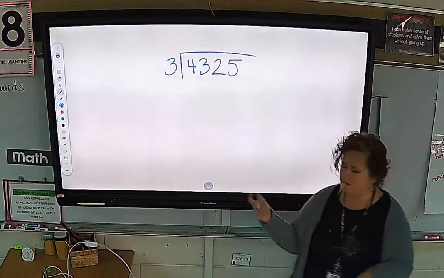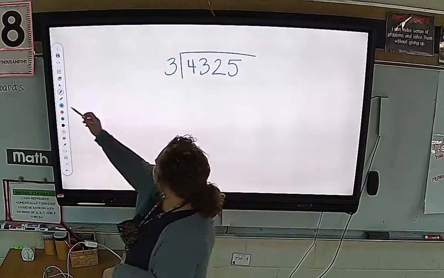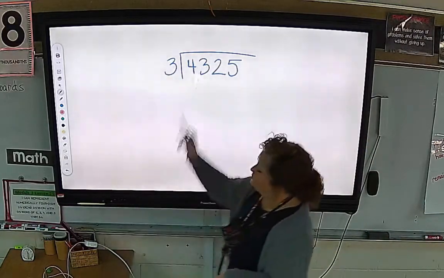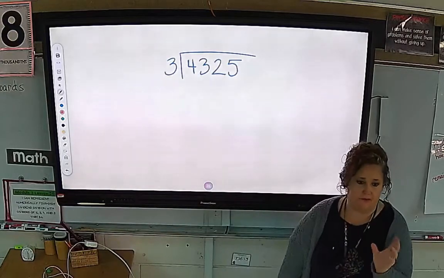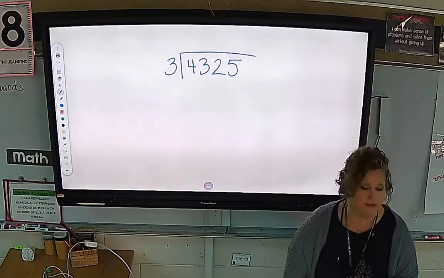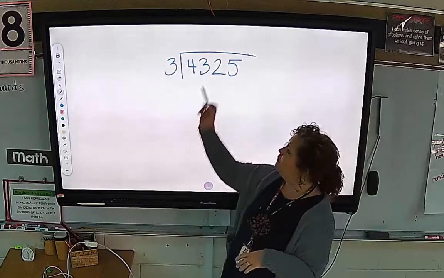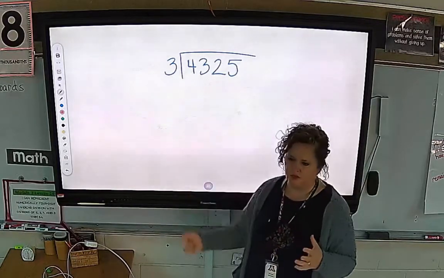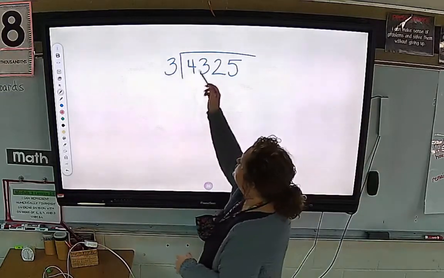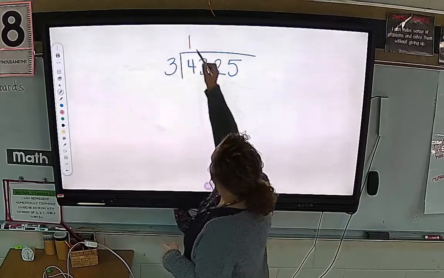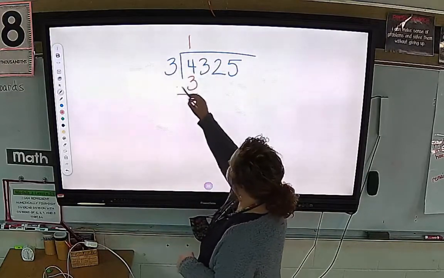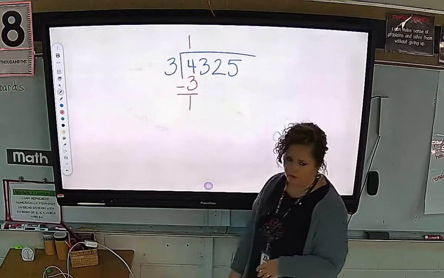Okay? All right, so how many 3s can I get out of 4? You start with that first digit because if that first digit's large enough, you want to take something out of it. If it's too small, we're going to grab one next door. But this one's large enough. So Bailey, how many? Just 1. 3 times 1 is 3. So I subtract that. Okay?